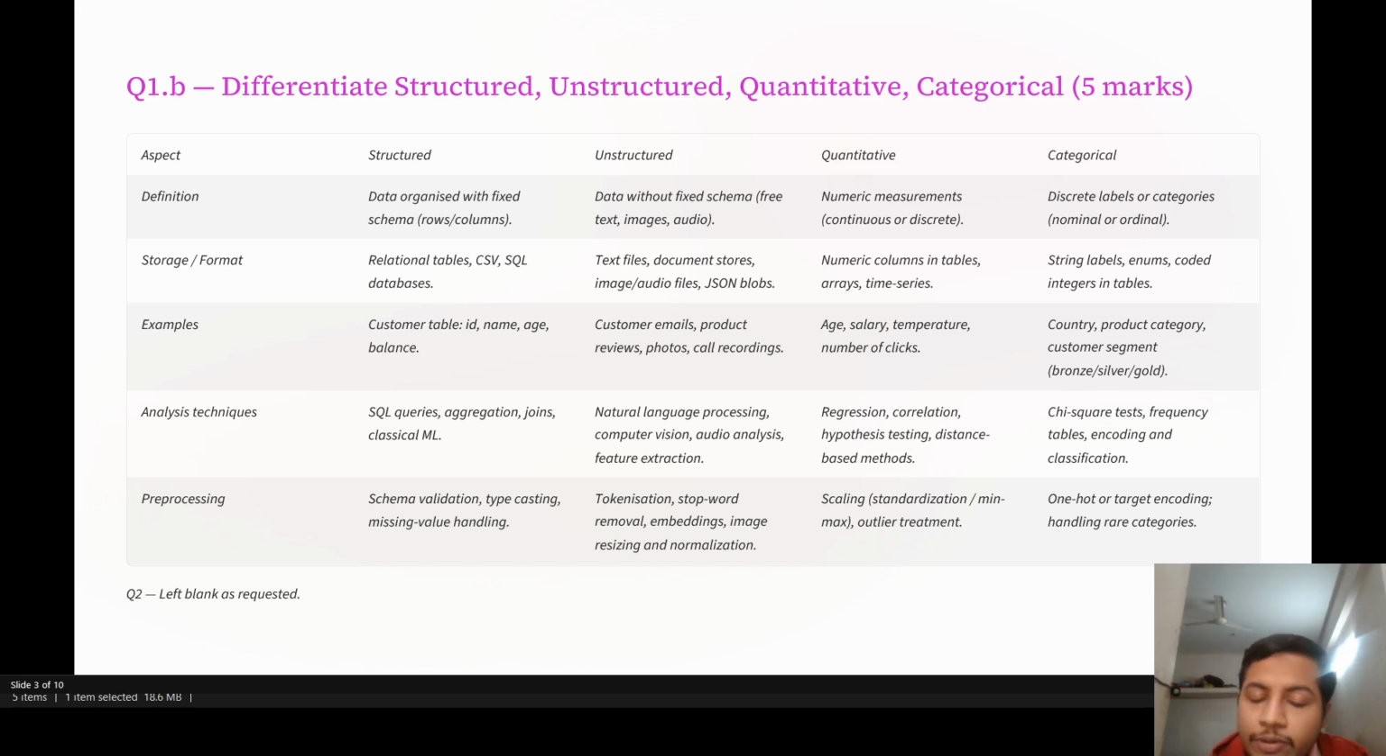What is the pre-processing required for that? In structured, it is schema validation, typecasting, missing value handling. In unstructured, we first do tokenization, then stopword removal, embedding, image normalization and resizing. In quantitative, it is scaling, standardization, min-max, outlier treatment. And in categorical, one-hot encoding or target encoding, handling rare categories.